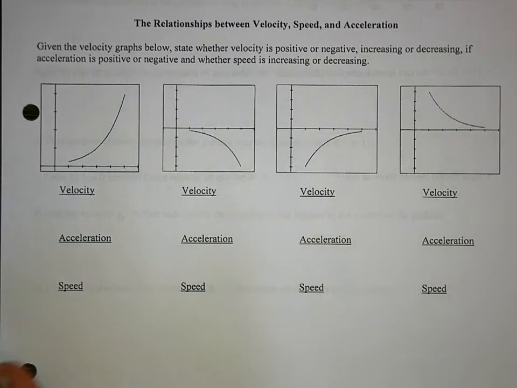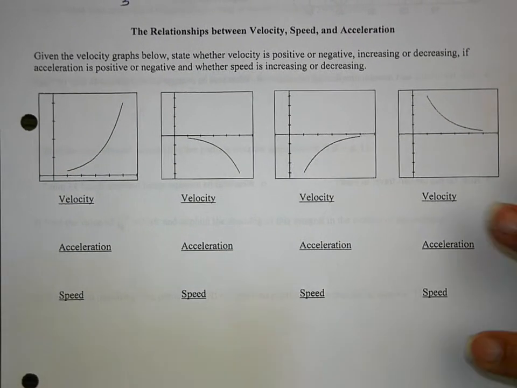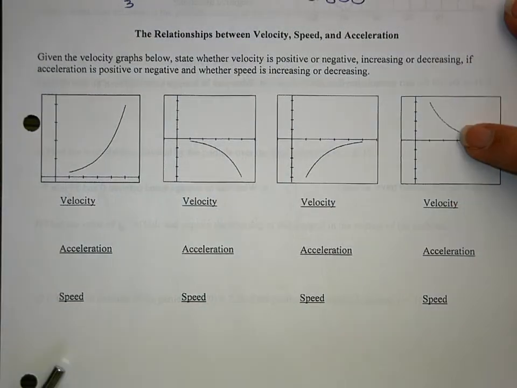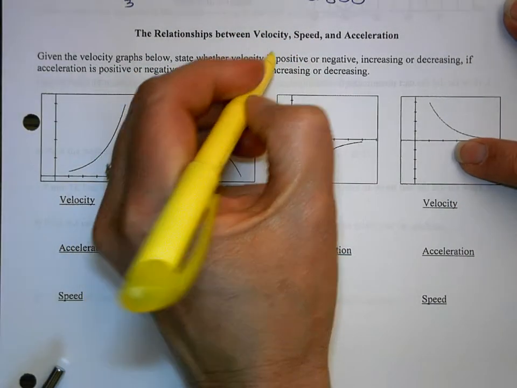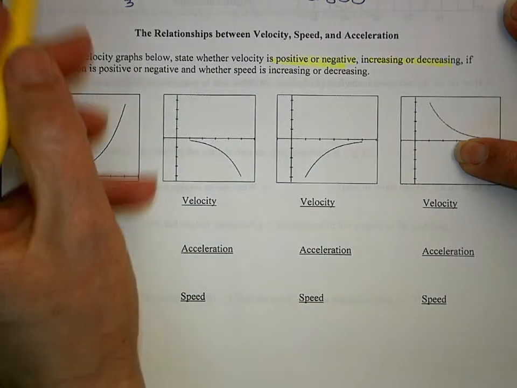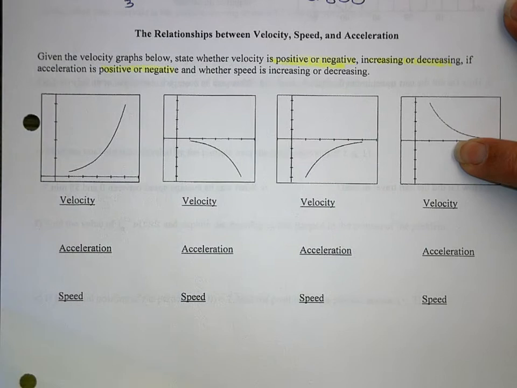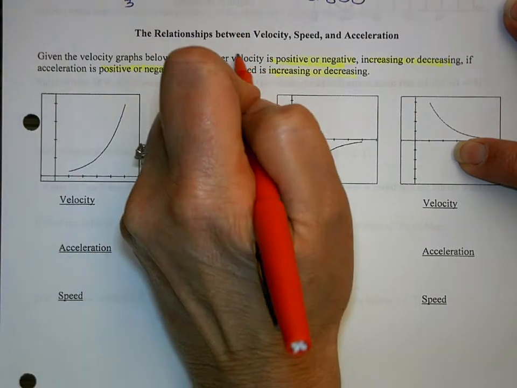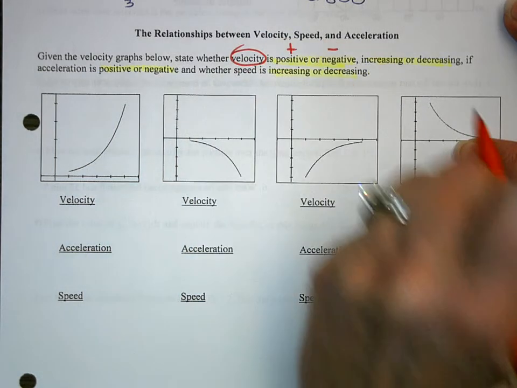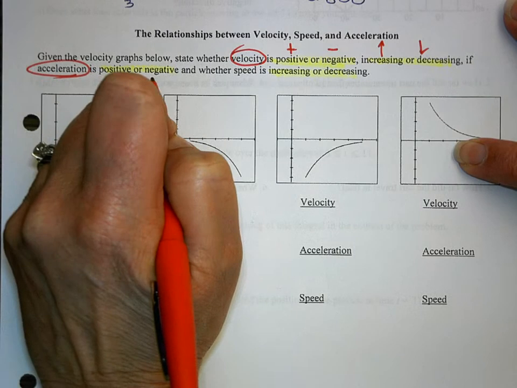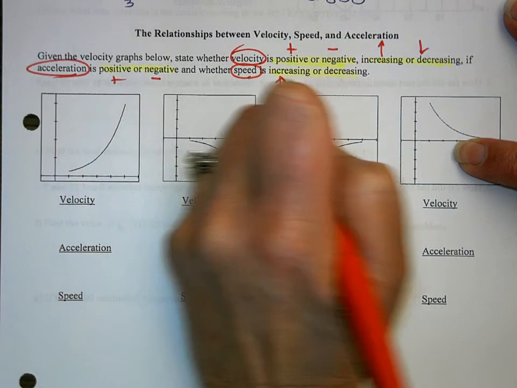Okay. All right, so all 4 of these graphs are velocity graphs, right? And we have to state whether velocity is positive or negative, and is it increasing or decreasing? We also have to make a statement about our acceleration. Is it positive or negative? And then make a statement about our speed. Is it increasing or decreasing, right? So that's what we're taking a look at.